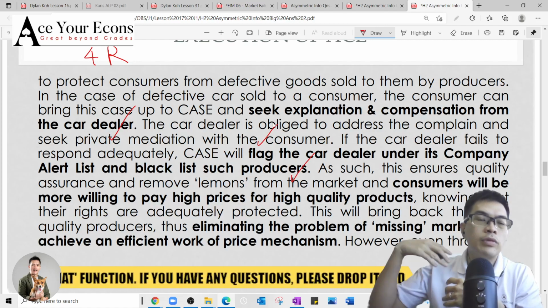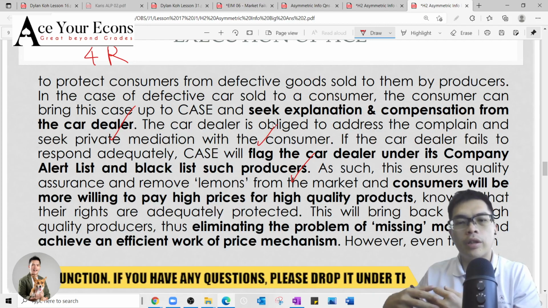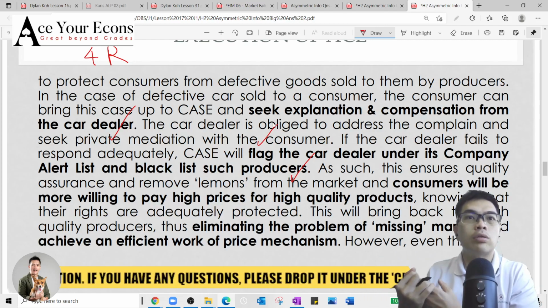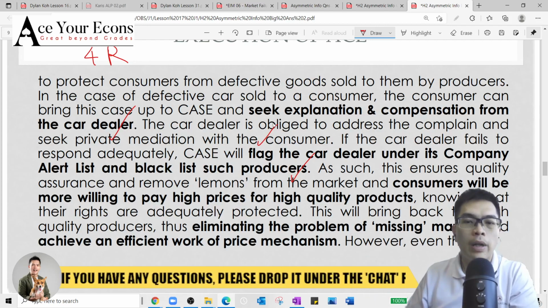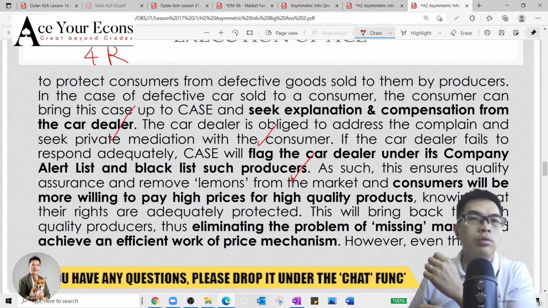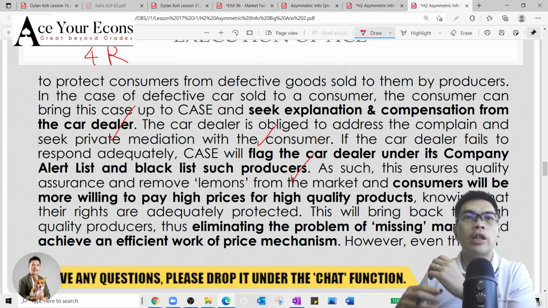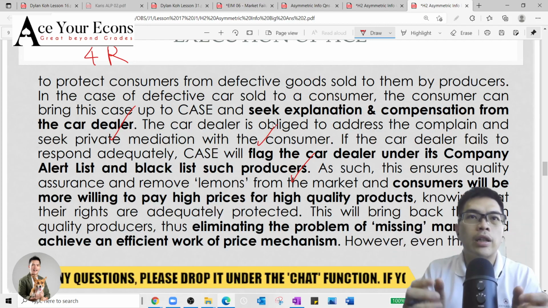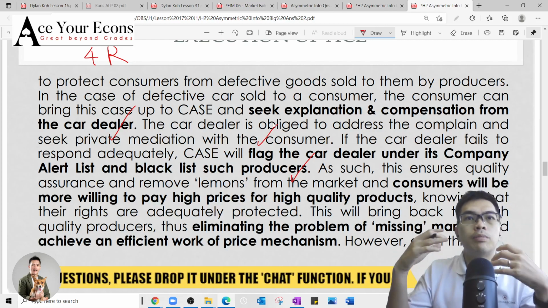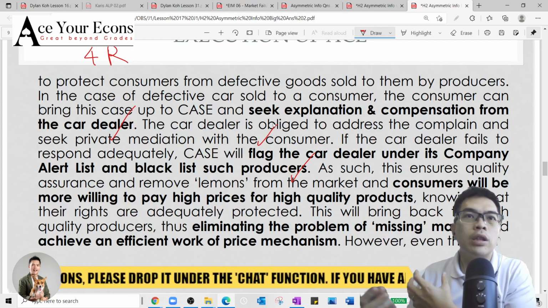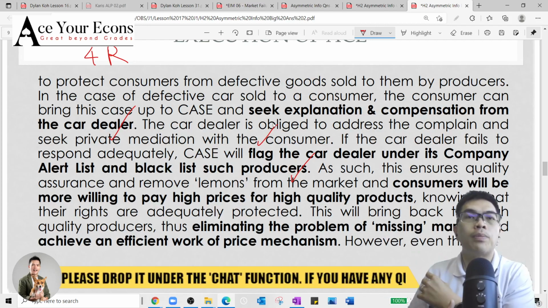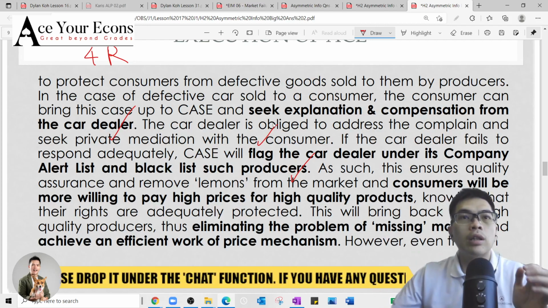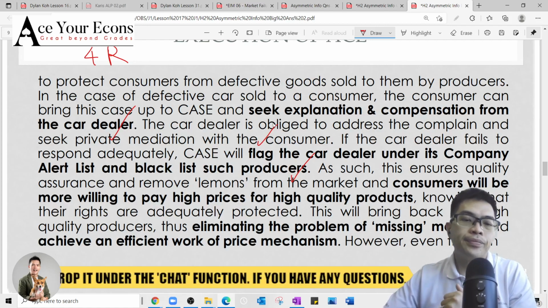If not, we stick to the 4R approach. We can force the consumers to mediate, or to replace, repair. And this will actually correct the problem of missing market, because there will be reasonable assurance that the producers will fix the problem. So the consumer interest will be protected.